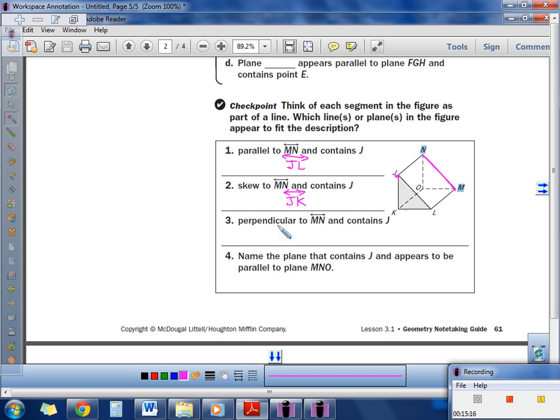Next one. We want to be perpendicular to MN containing J. JN. That goes up through here. We'd have a right angle there. So JN.